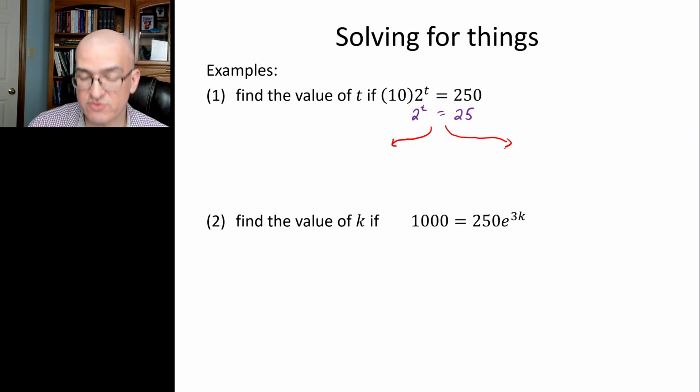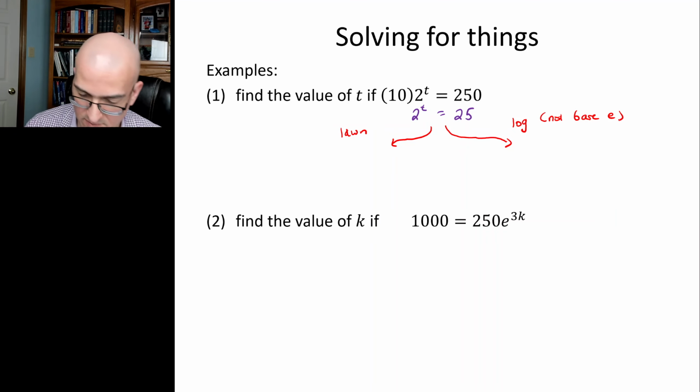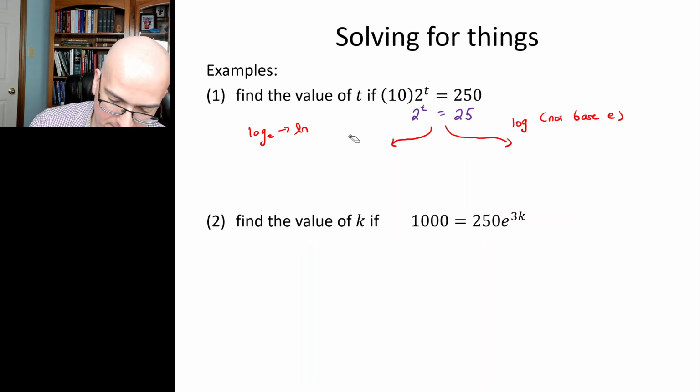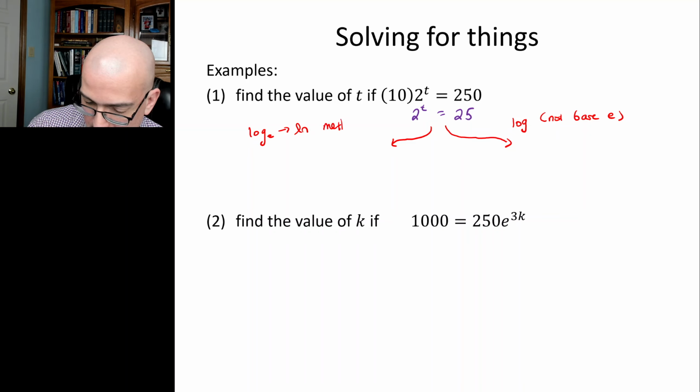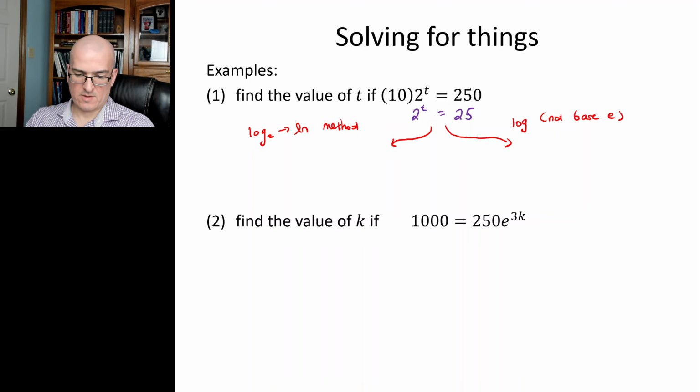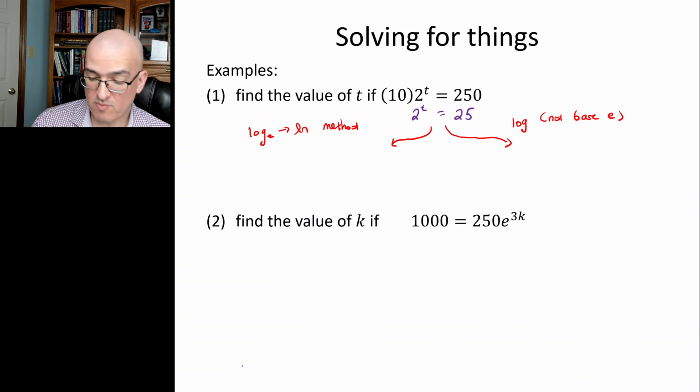Am I going to use a natural log? I'm going to take a ln of both sides. So the ln method and the log, not base e, method. All right, so the ln method, which is kind of a more natural choice, I think, is I'm going to take the ln of both sides of the expression.